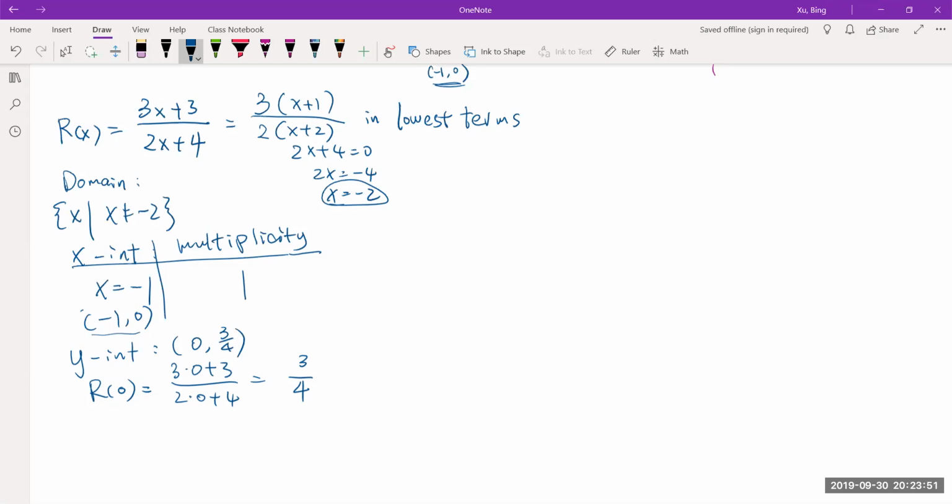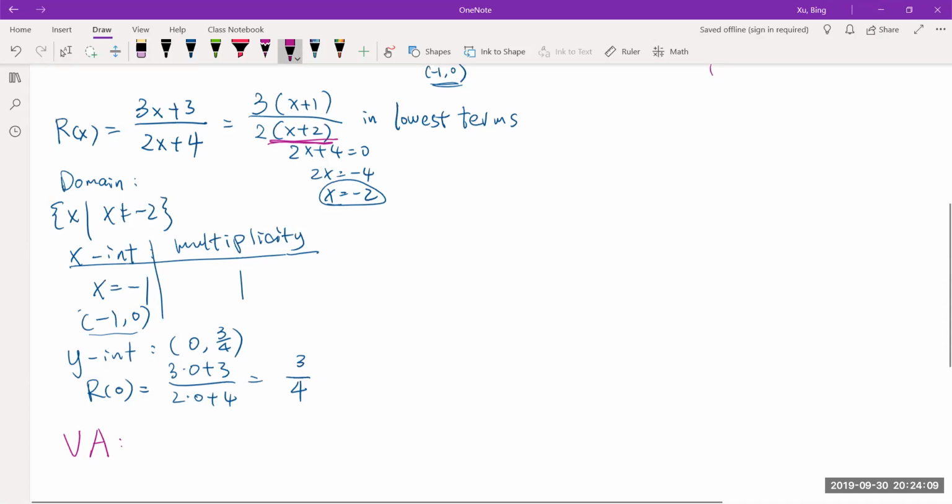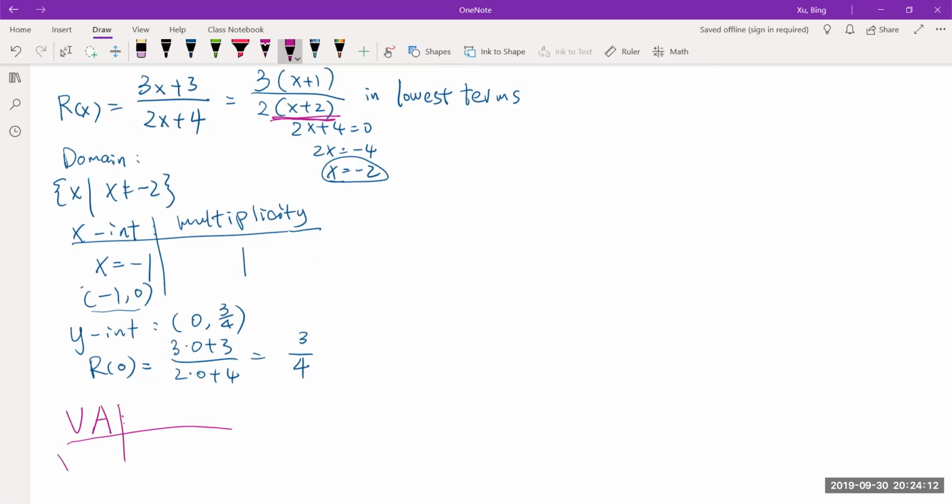Now let's look at the asymptotes. For the vertical asymptote, I would just use VA. What is the vertical asymptote? X equals negative 2. Very good. So we only have one vertical asymptote, right? In this case, it's x equals negative 2. What is the multiplicity for that? 1, right? So that means on the left side and the right side of the vertical asymptote, the graph will go to different directions, right? If one side is going up, the other side will go down.